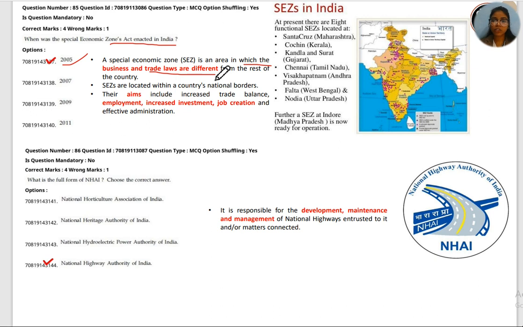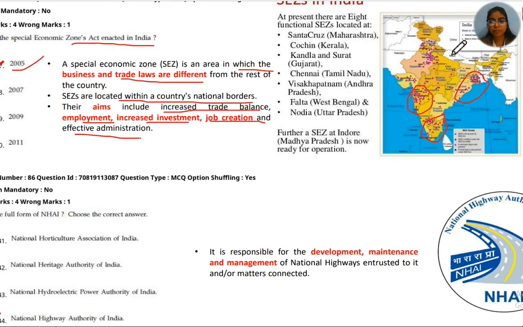That's why it's related to the economy, and the business and the trade laws are different from the rest of the country in these areas. Okay. SEZs are located within the country's national boundaries. Their aims include increased trade balance, employment, increased investment, job creation, and effective administration. Okay, so these were their aims.